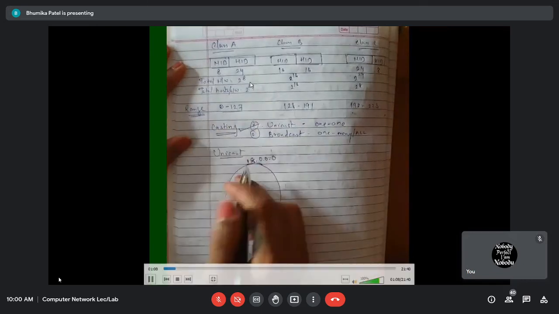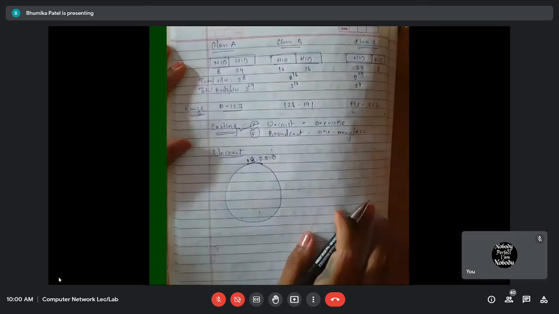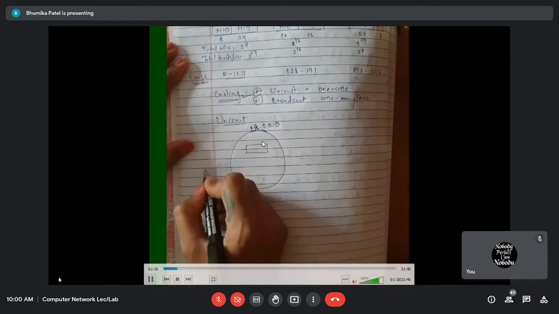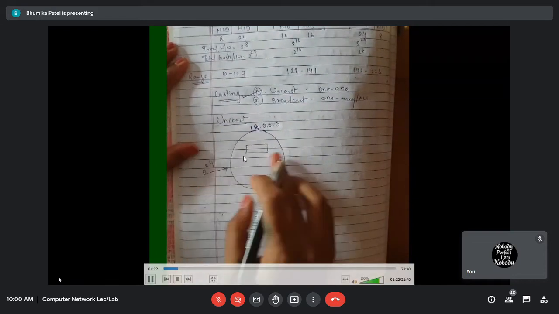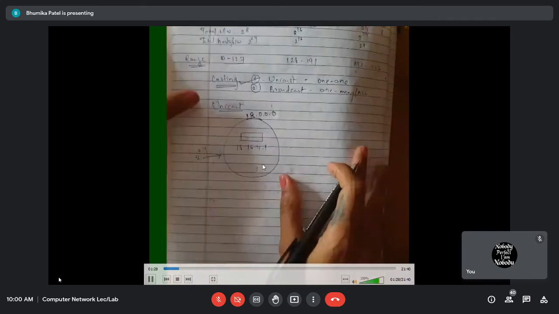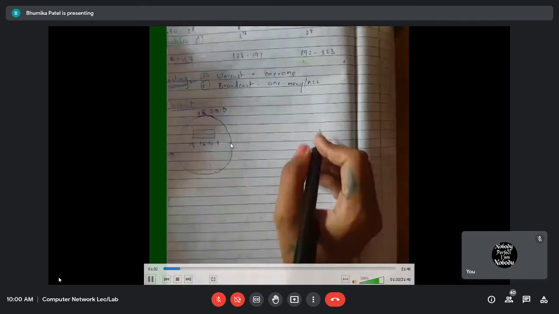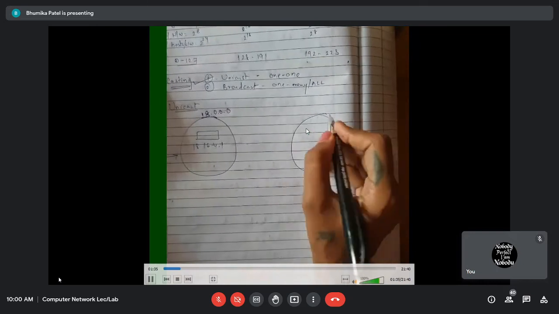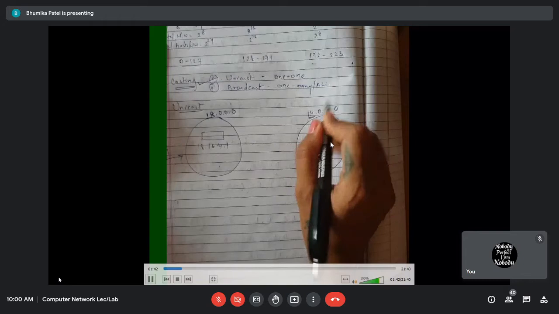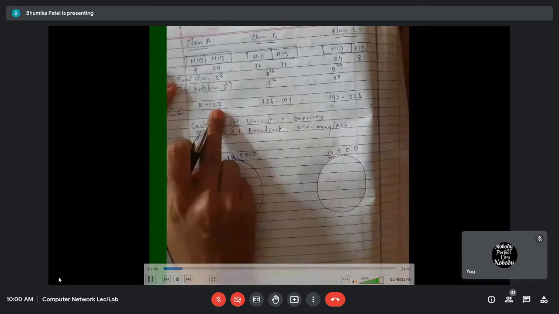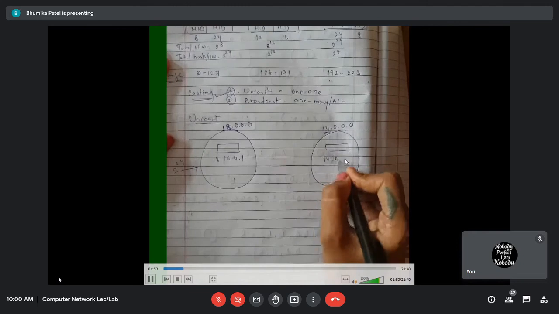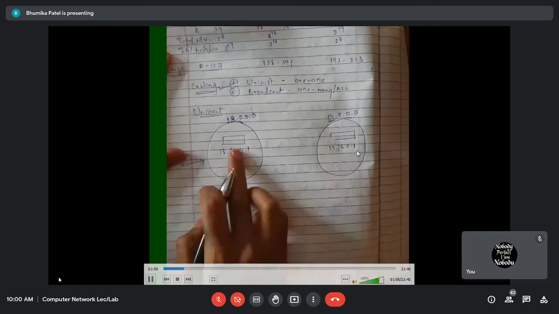So how many hosts will I be getting? 2 raised to 24 IP addresses. And this is one of the devices, right? One of the devices has IP address 18.16.4.1. Suppose this device wants to send a message to a device in another network, for example 14.0.0.0, which also belongs to class A.